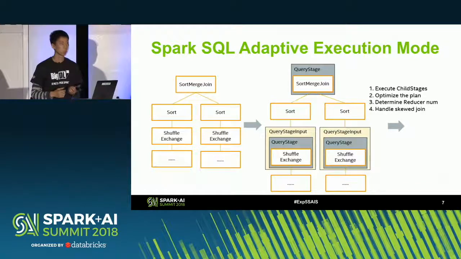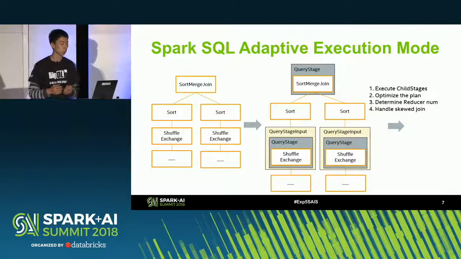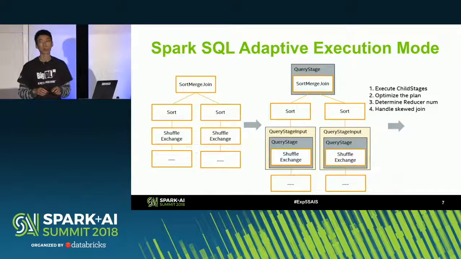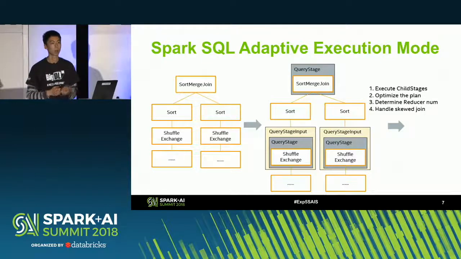And when executing, we will start from the root query stage. So the root query stage will find all its dependencies. It has 2 child stages. So it will first execute these 2 child stages, submit them, and collect their statistics. After that, we know the exact data size of the input. So now we have the chance to optimize the plan in this query stage. And also we can find the skewed partition and determine the shuffle partition number.